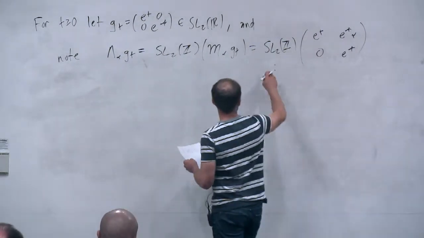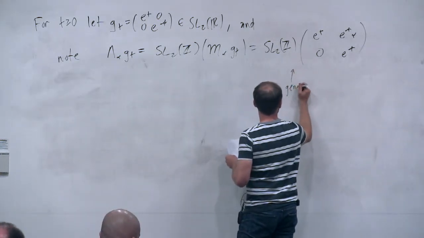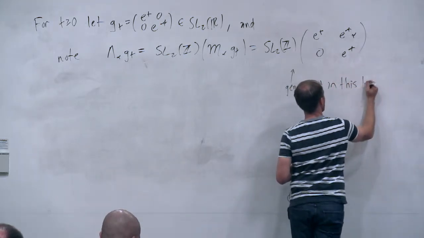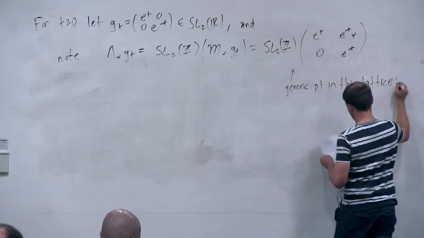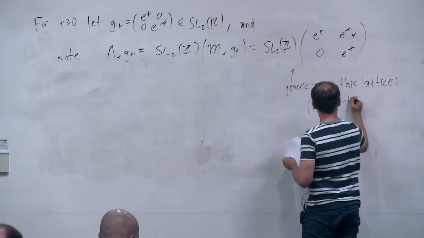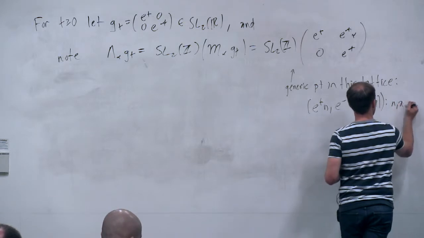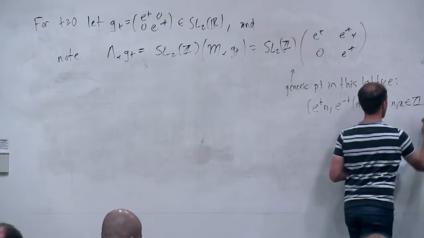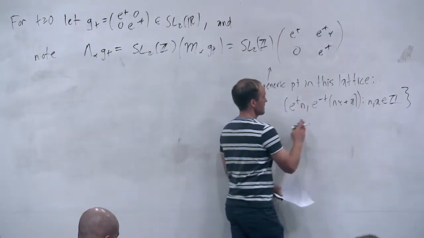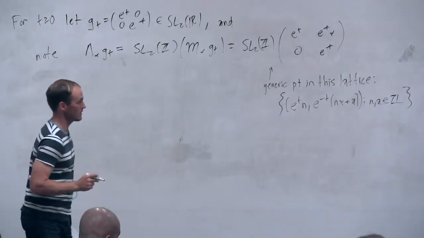So what does a generic point inside of this lattice look like? A generic point inside of this lattice looks like e to the t times n, e to the minus t times n alpha plus a, where n and a are integers. This is the collection of all points in the lattice. So you can see what a generic point looks like.